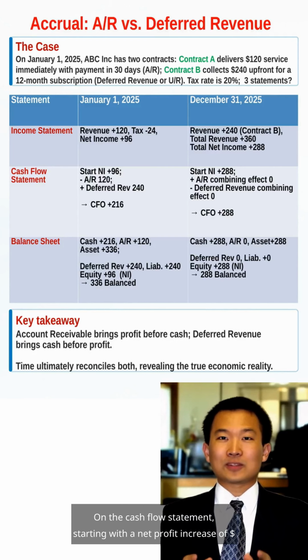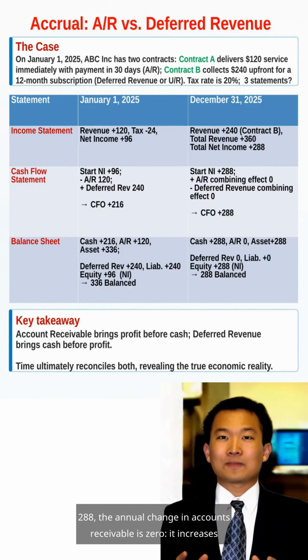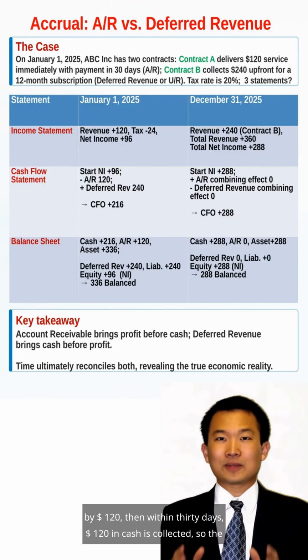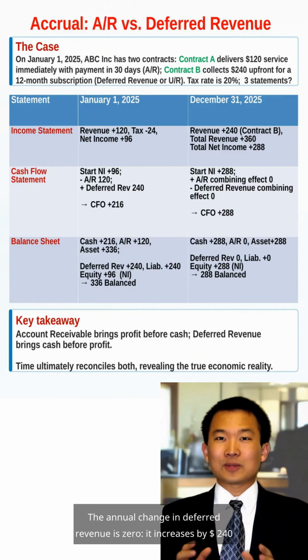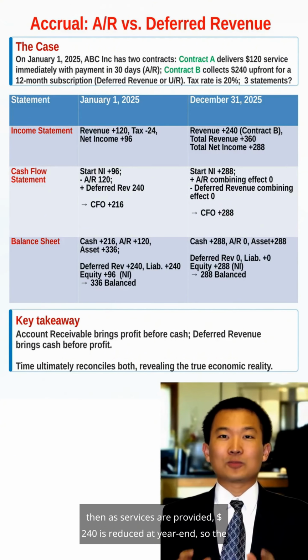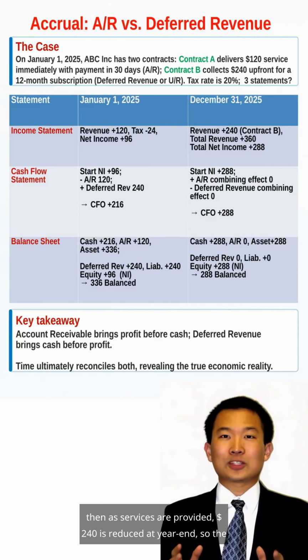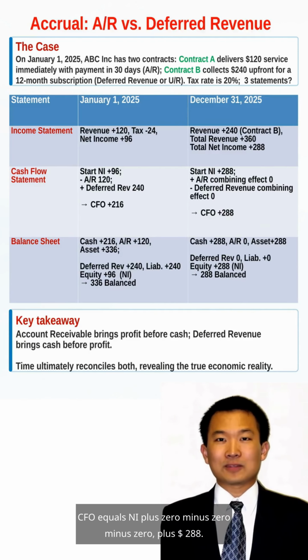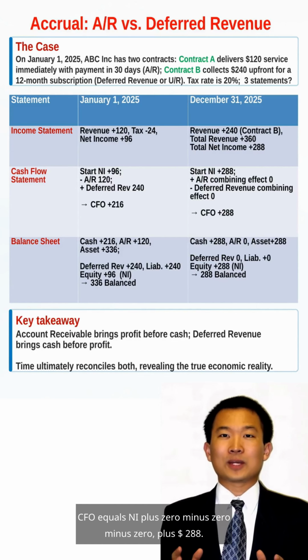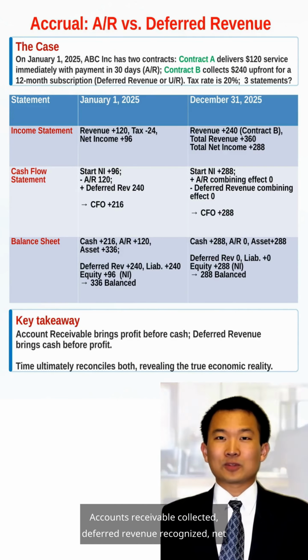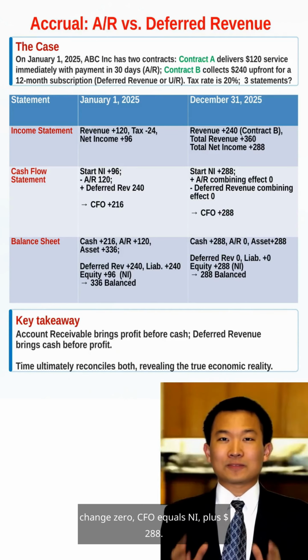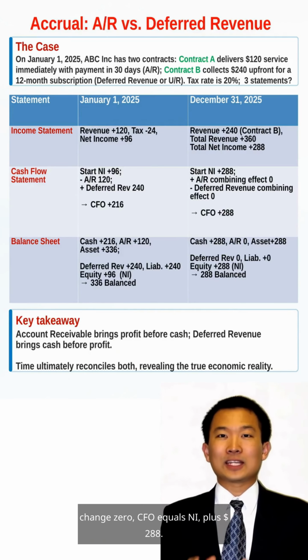On the cash flow statement, starting with a net profit increase of $288, the annual change in accounts receivable is zero. It increases by $120, then within 30 days, $120 in cash is collected, so the change is zero. The annual change in deferred revenue is zero. It increases by $240. Then as services are provided, $240 is reduced at year end, so the change is zero. CFO equals NI plus 0 minus 0 minus 0, which is $288. Accounts receivable collected, deferred revenue recognized, net change zero, CFO equals NI, $288.